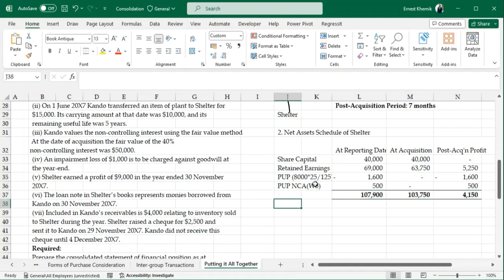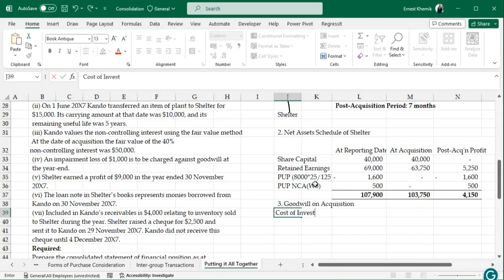Alright, that's good. Now let's go to working 3, goodwill on acquisition. Now I've done extensively with goodwill, so we should fast track with the goodwill calculation here. So the first one is going to be the cost of investment, or others will say the fair value of consideration transferred. Whatever term you see, this is the same thing, cost of investment or the fair value of consideration transferred, is all referring to the same thing.